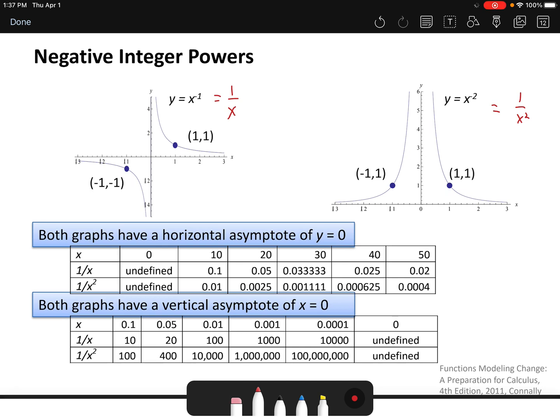So then you can take your calculator and graph x to the negative third, x to the negative fourth, and explore those negative integer powers. You're going to see that they're very similar to these two.